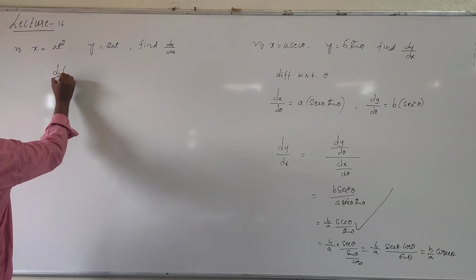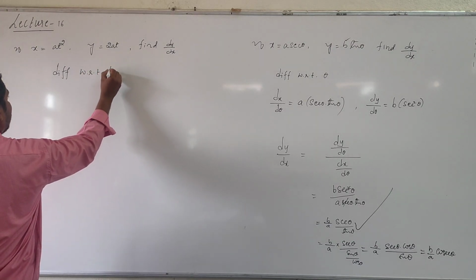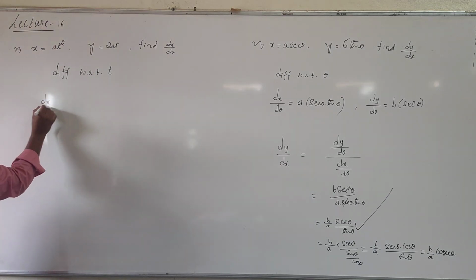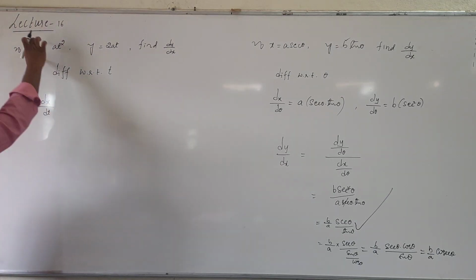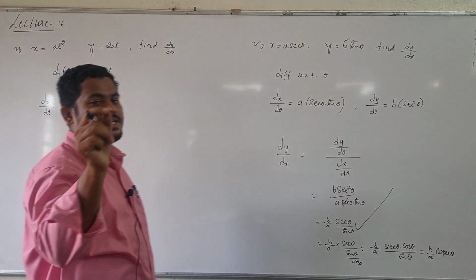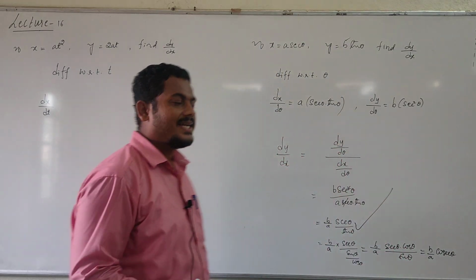In this case, differentiate with respect to which variable? With respect to t, because it is given in terms of t. Then what is dx by dt? First x differentiation with respect to t. X differentiation with respect to t is dx by dt. Left hand side we get dx by dt.